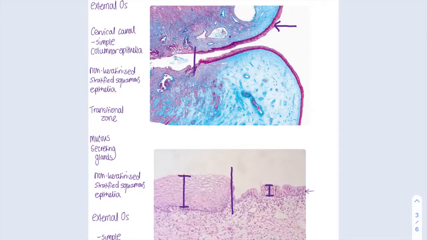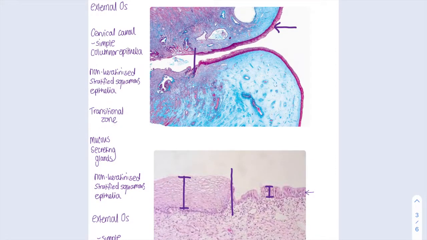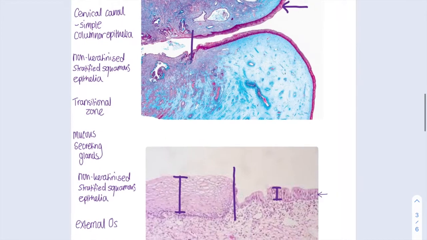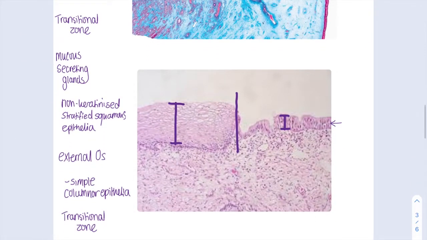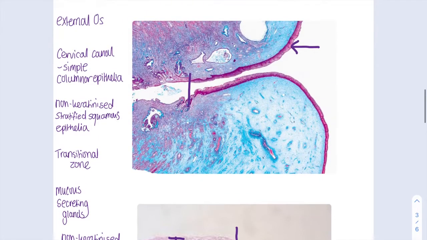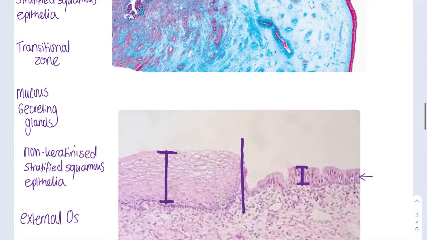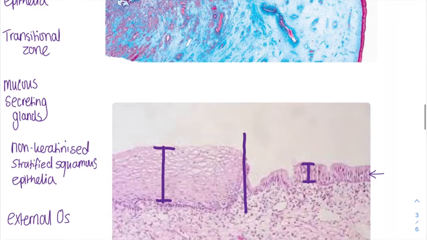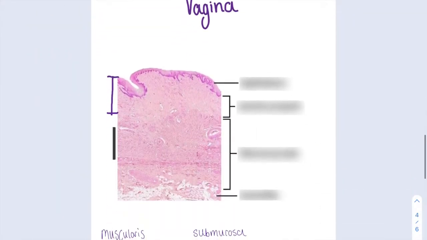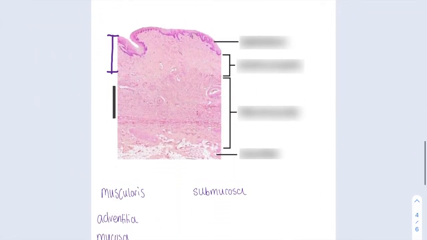And then the vagina is made up of non-keratinized stratified squamous epithelia, which we can see below here. And where that changes is called the transitional zone. And then we've got the vagina in more detail. As we said above, the epithelium is non-keratinized stratified squamous, which is that top layer there.